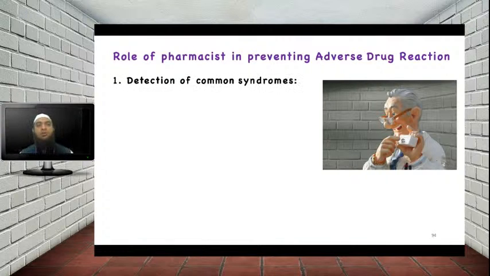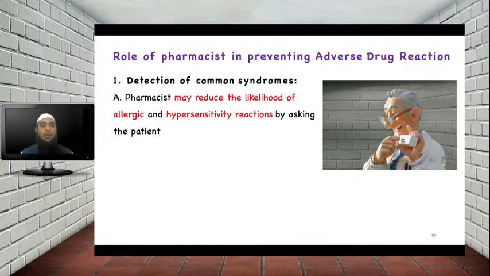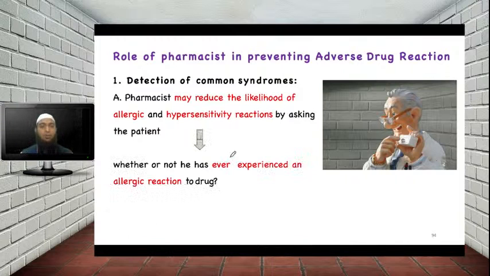So the most important role of a pharmacist in the prevention of adverse drug reaction is detection of the common syndrome. He must identify what common syndrome the patient is suffering from, which may be related to an adverse drug reaction. Pharmacists may reduce the likelihood of allergic and hypersensitivity reactions by asking the patient a simple question, like whether or not he has ever experienced an allergic reaction to a drug.